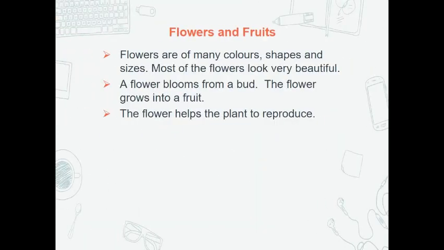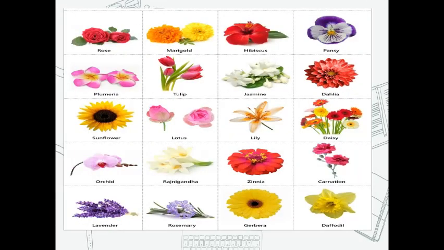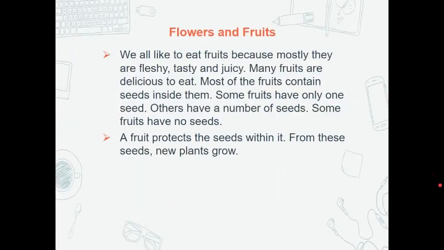Flowers are of many colors, shapes, sizes, and beautiful fragrances. Most flowers look very beautiful. A flower blooms from a bud, and the flower then grows into a fruit. The flower helps the plant to make more of its own kind or to reproduce. Do you see some beautiful flowers here? Can you recognize any of them? Yes, I can recognize the rose, the sunflower, the lotus, the lavender, the daisy. Very good. You seem to have seen a lot of flowers.